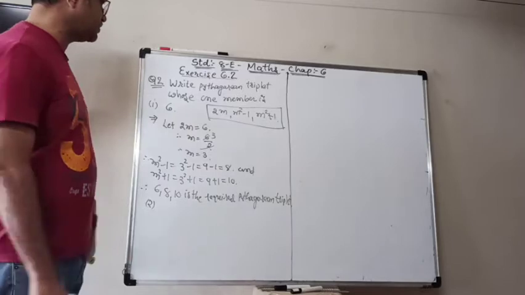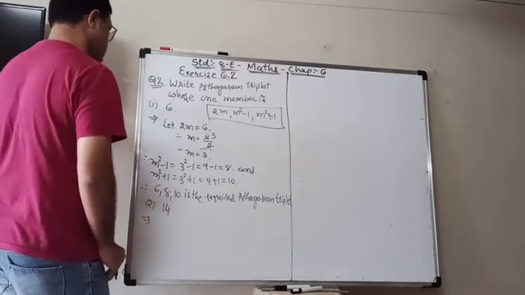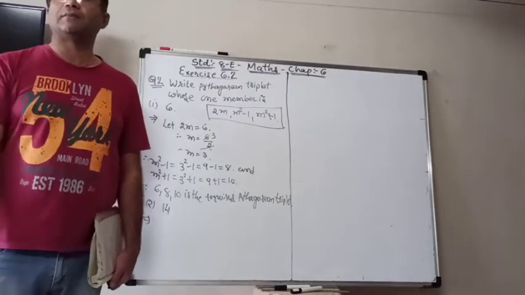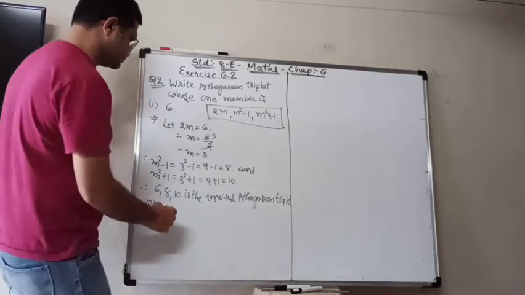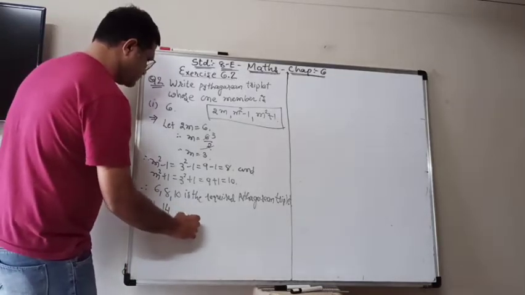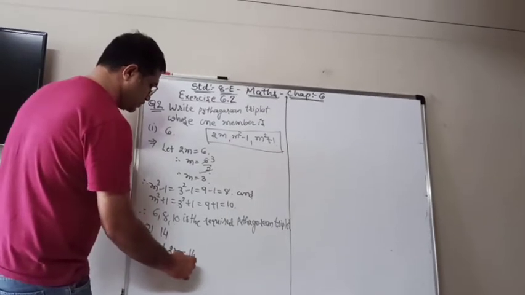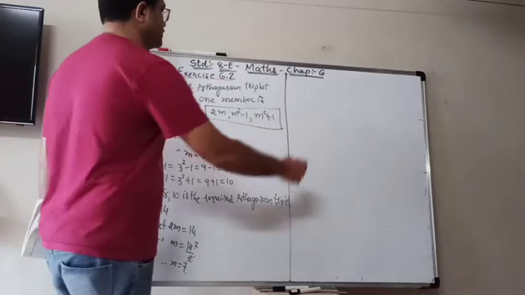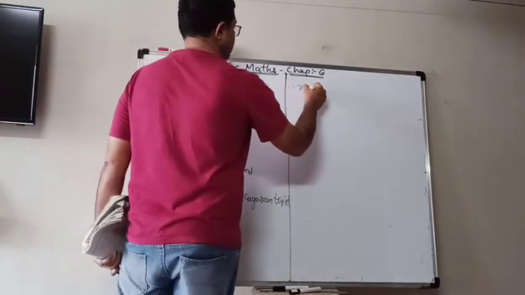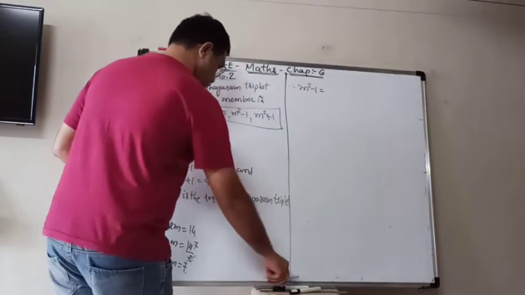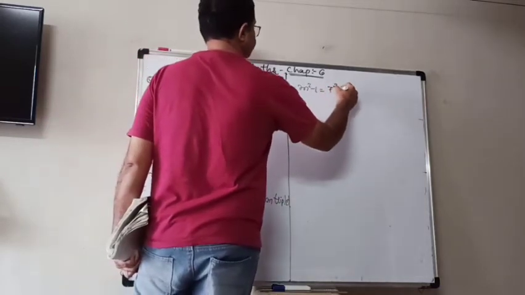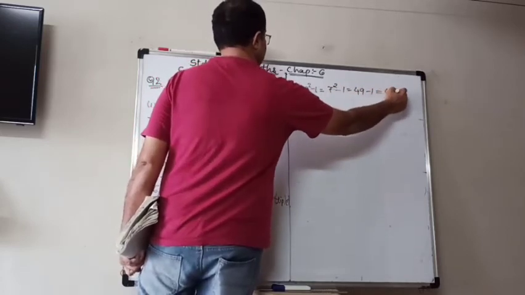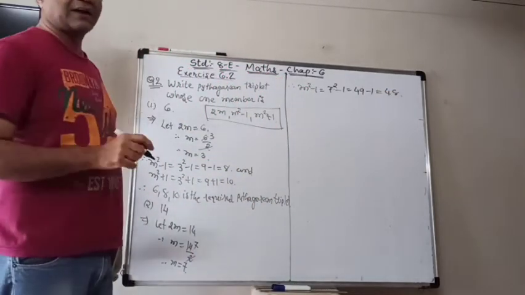The second number given is 14. So most probably you will be given an even number. So you have to take 2m is equal to that number. So we will take 2m equal to 14. So we will get m is equal to 14 upon 2. So the value of m is 7. Therefore, now we have to find the other two. So m square minus 1 is 7 square minus 1, that is 49 minus 1. 7 square is 49. Minus 1 is 48.